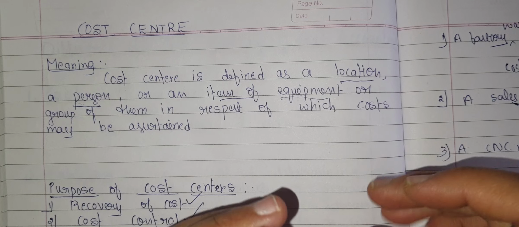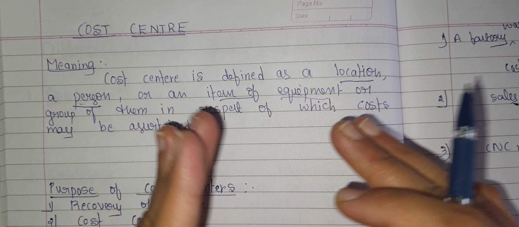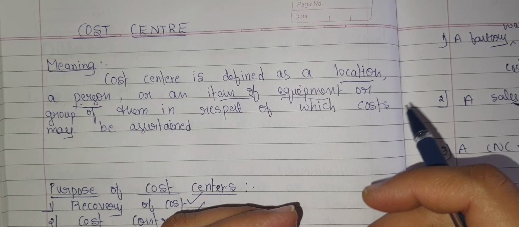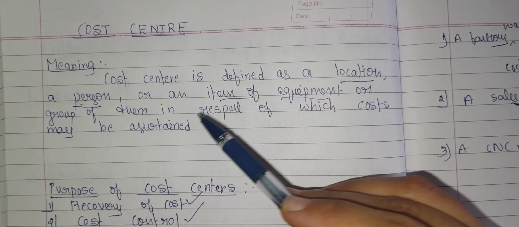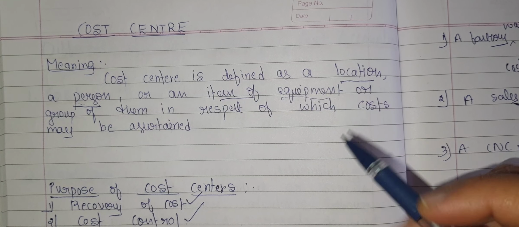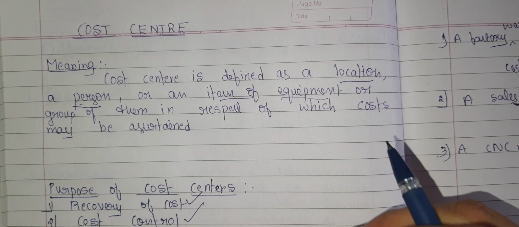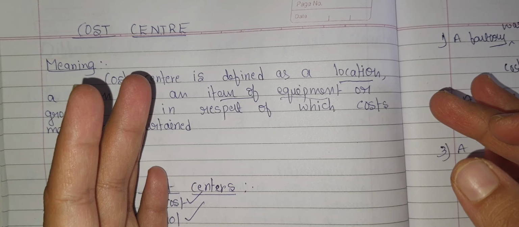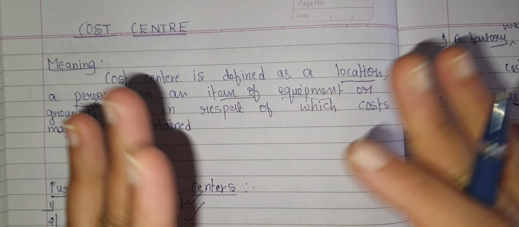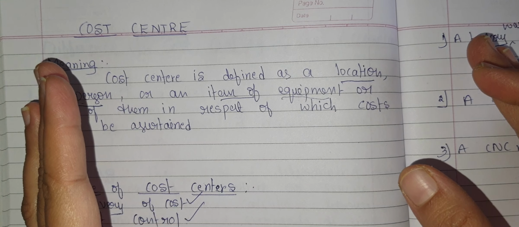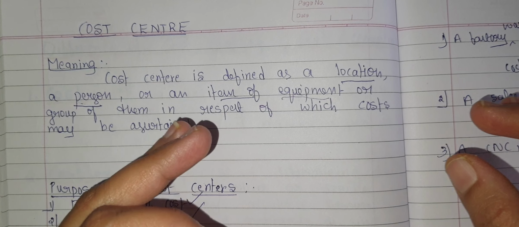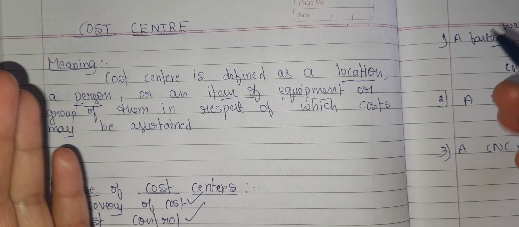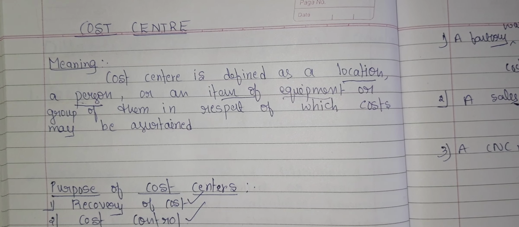So in simple terms, it means a location, person or equipment for which costs are identified and tracked. It does not generate revenue directly, but it supports overall operations. Here the main work is to identify or track the costs in respect of a location or a person or an item of equipment.